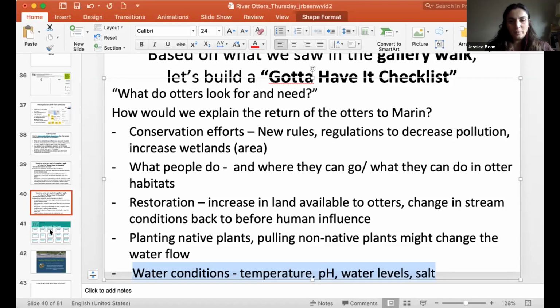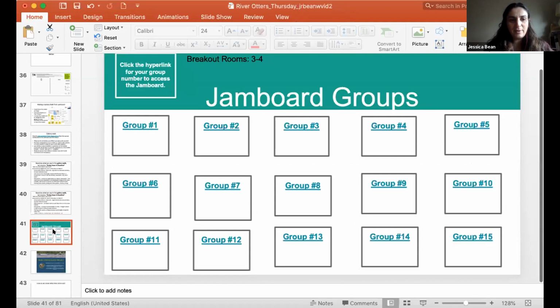Okay, so what we will do is move forward with this list. And again, if this was a class, we would then be thinking about what are the revisions that we want to make to our individual models to reflect that list of things, that gotta-have-it checklist.